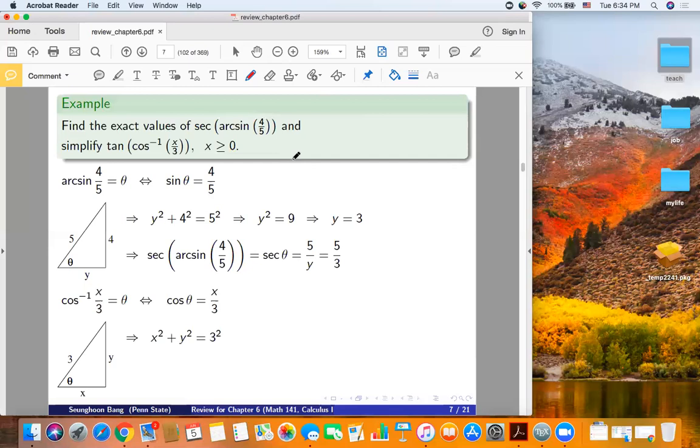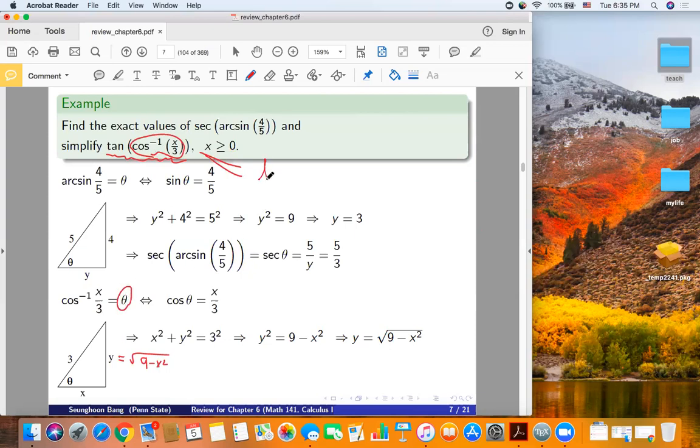We can use the Pythagorean theorem. You subtract x squared from both sides. So we have this one. Next is the square root. y equals square root of 9 minus x squared. So this y is the same as square root of 9 minus x squared. We are going back to the original problem. This original one is the same as inverse cosine of x over 3 is theta.